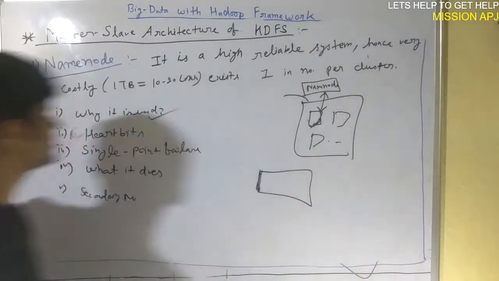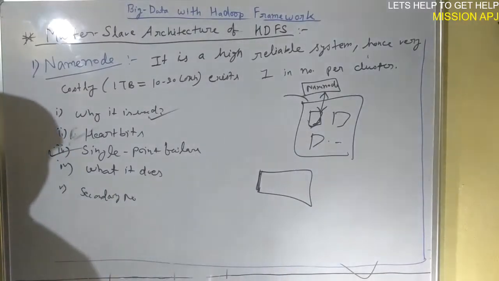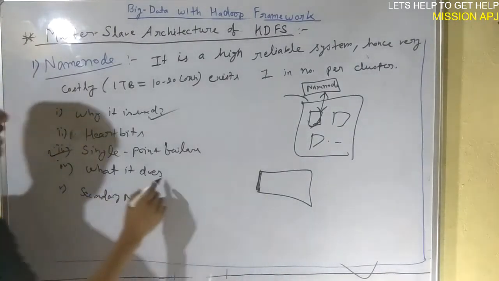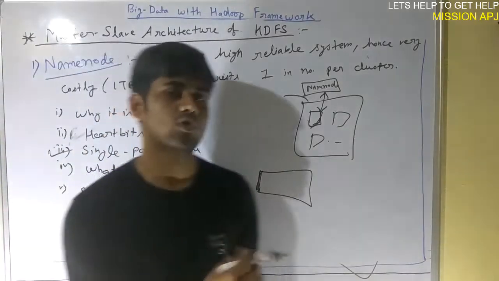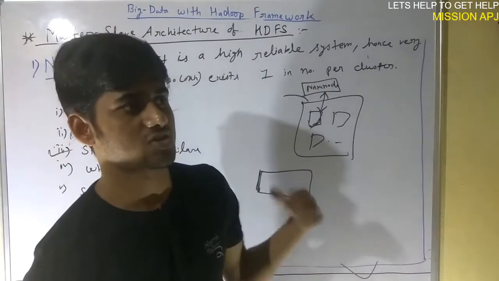Okay, that's why heartbeat is used. Now let us understand what it does. What is the name node's working? We have understood that it stores the metadata.